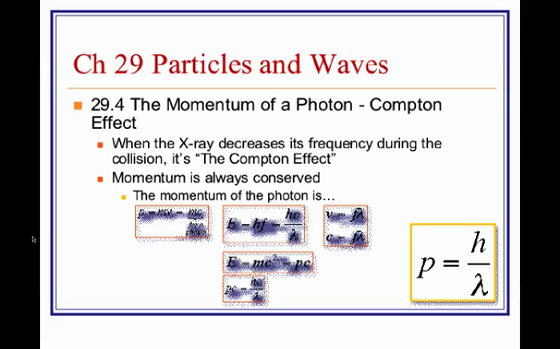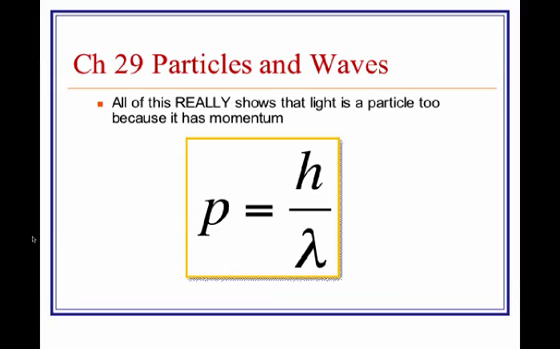So once again, the momentum of a photon, which comes from the Compton effect, depends on Planck's constant and the wavelength. One of the other consequences is that this shows us that light has particle properties because it has momentum. And when something has momentum and is able to cause a collision, it has mass too. In this case, a photon doesn't necessarily have a rest mass, but it has a mass due to the amount of energy that it has.